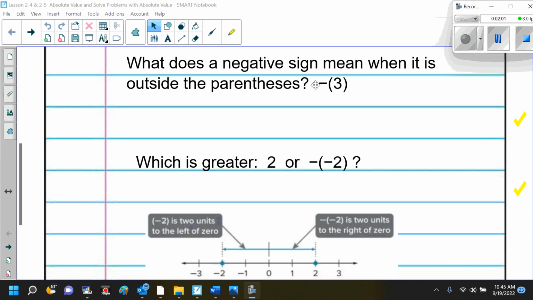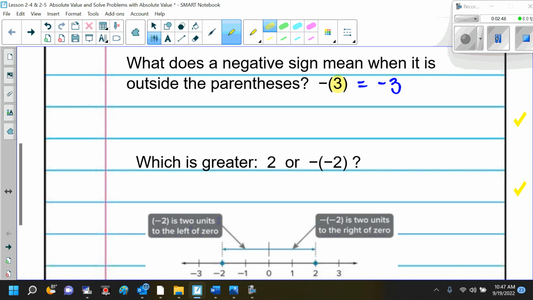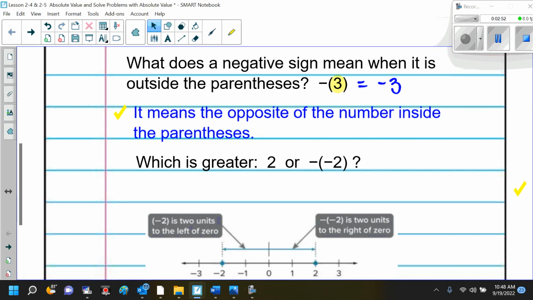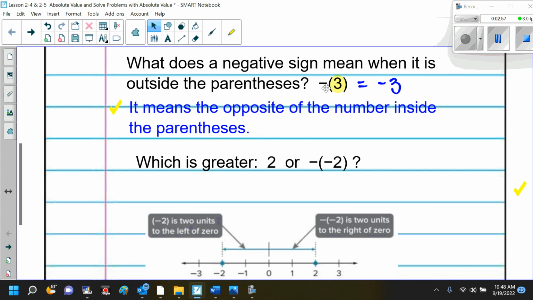So what does a negative sign mean when it is outside of the parentheses? Here we have a negative on the outside of the parentheses. Inside the parentheses, we have a positive 3. So what do you think that negative means? The number inside the parentheses is a positive 3, but we want the negative of that. So when I write my answer, what am I going to write? We're going to say the answer is negative 3. So the negative means the opposite of the number inside the parentheses. This means the opposite of positive 3, and of course the opposite of positive 3 is negative 3.